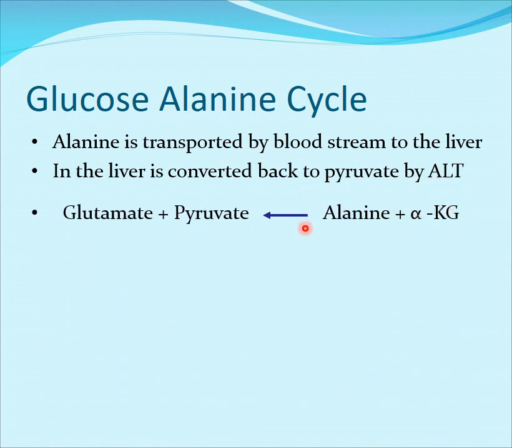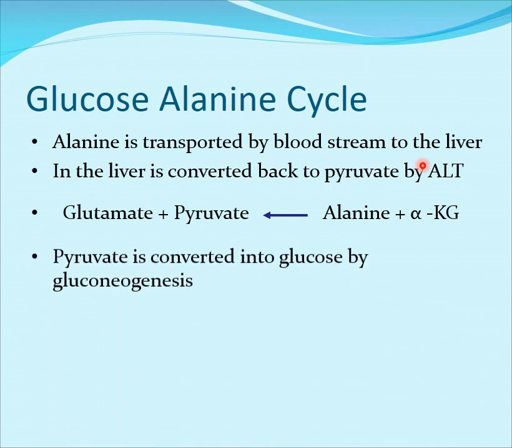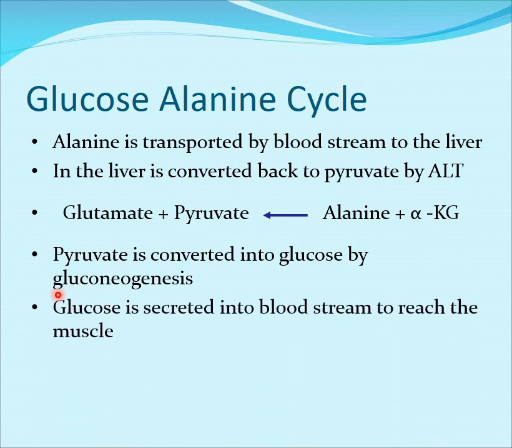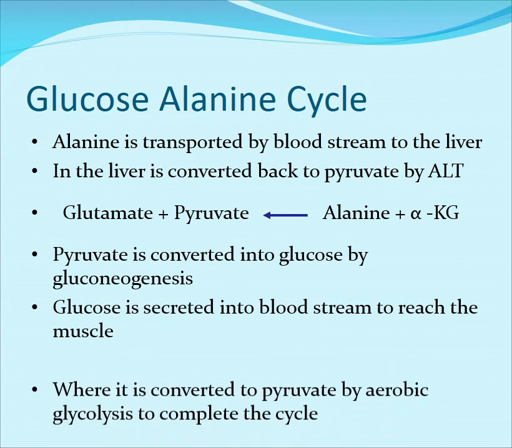Here alpha-ketoglutarate combines with alanine, also by ALT, to form pyruvate and glutamate. Here glutamate, of course, will be converted by oxidative deamination into alpha-ketoglutarate, and the ammonia is involved in urea synthesis in the liver. The pyruvate produced by this reaction is converted into glucose by gluconeogenesis in the liver, and this glucose is secreted into the bloodstream to reach the muscle to continue the cycle.